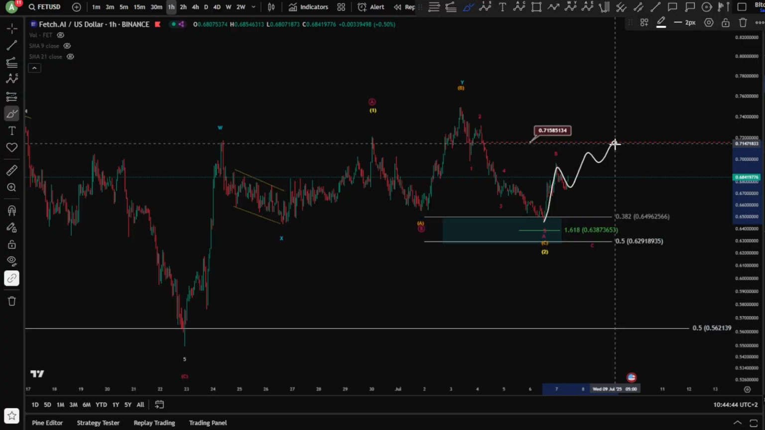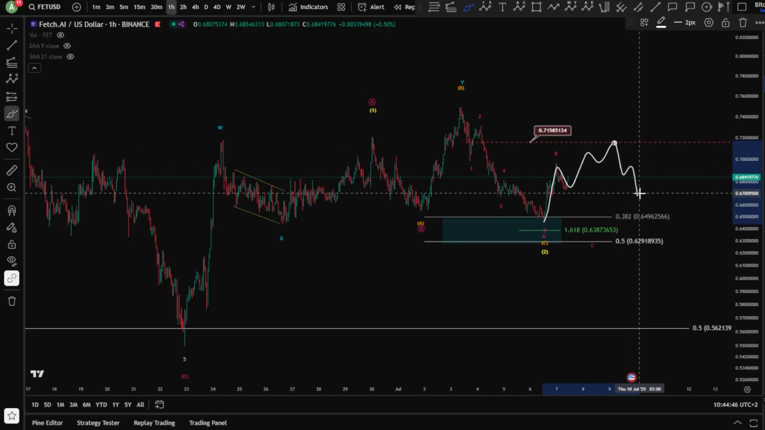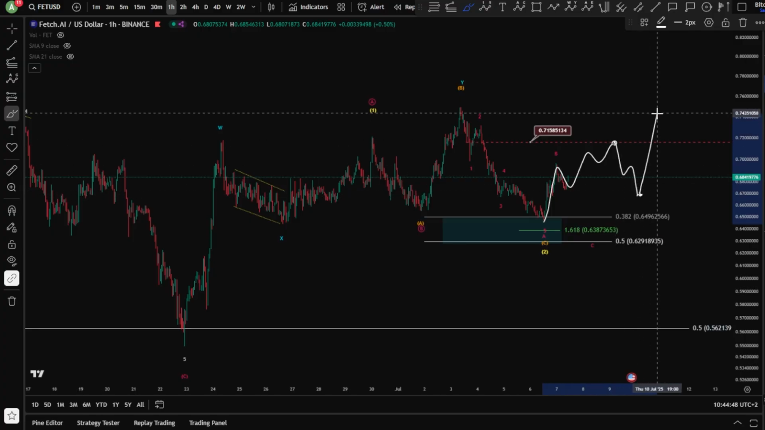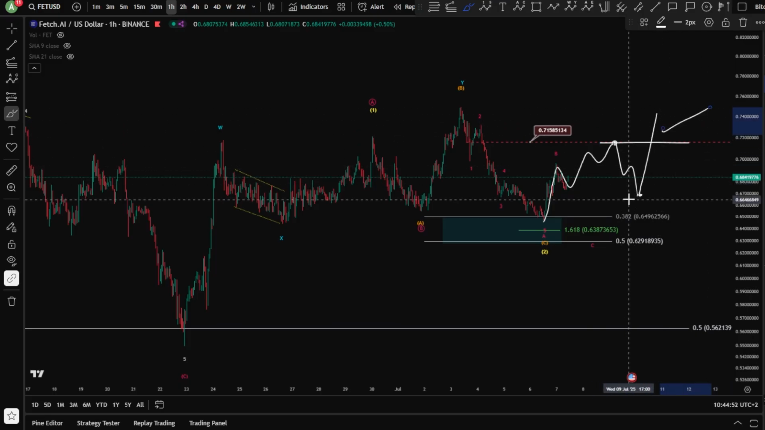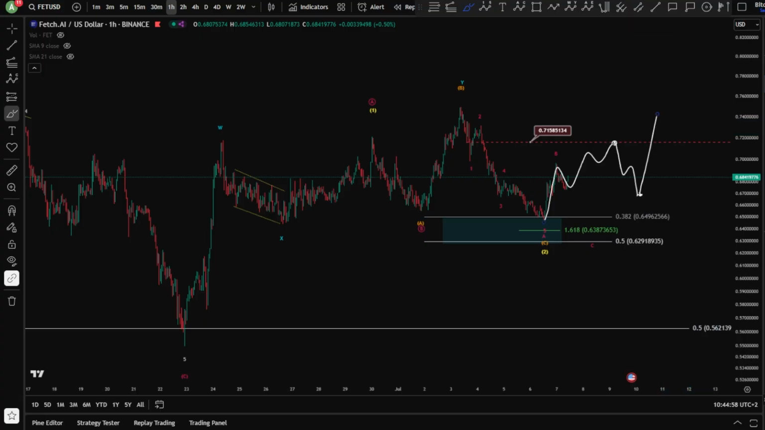Now, once we get this 5 waves up and we get those 3 waves down and continuation toward the upside, breaking this high, I would very gladly confirm a bullish scenario unfolding for new all-time highs. That was it for FET.